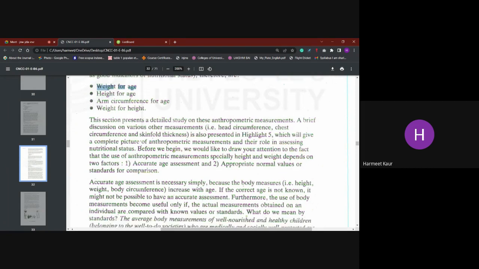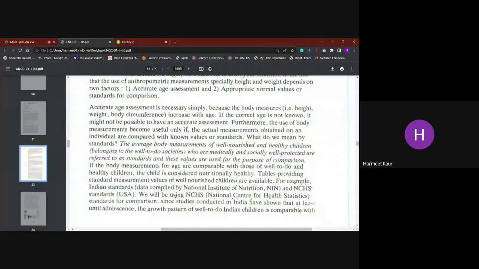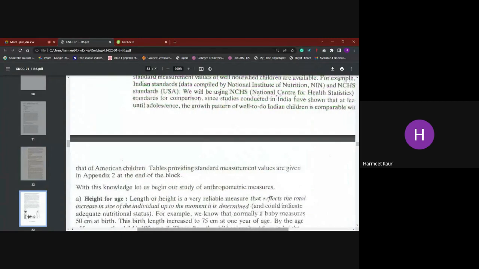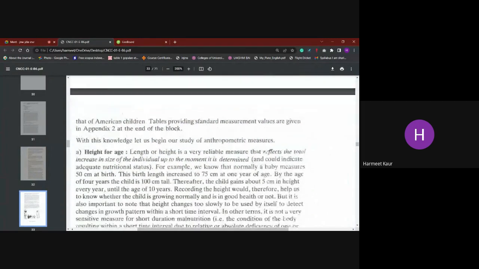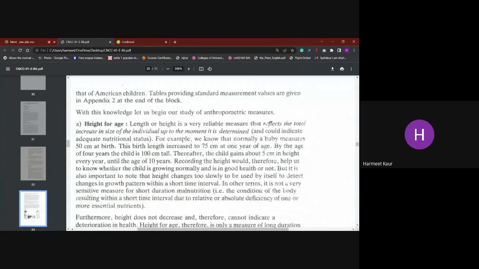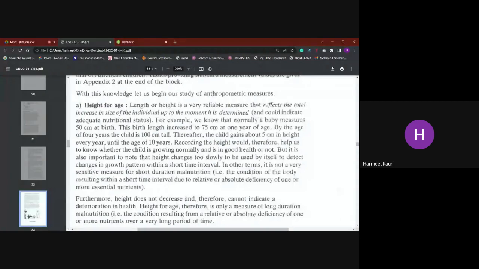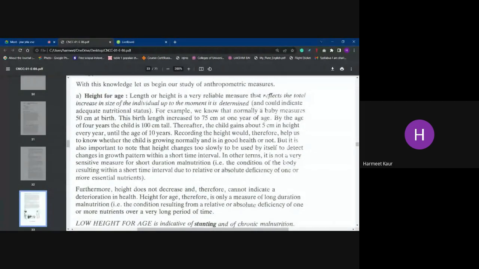So now, whatever we have learned, we will be discussing one by one. The first one is height for age. As I told you, height is the total increase in your length. So height for age is related to what the child's height should be at a particular age. For example, this child is 3 years old and his height should be, say, 80 centimeters, just an example, and the height of the child here is only 60 centimeters. So obviously we know that there is something wrong with the child. The height should be 80, but at present it is only 60.